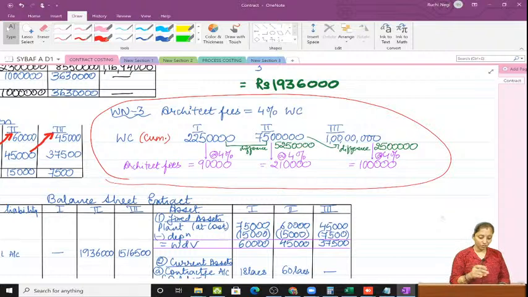Is that clear? Yes, so the same application is here. 22,50,000, next year it is 75 lakhs. That means on 22,50,000 I have already paid architect fees. Why would I pay it again? Okay, right? So I will be paying only on the difference. So this is the most important part.